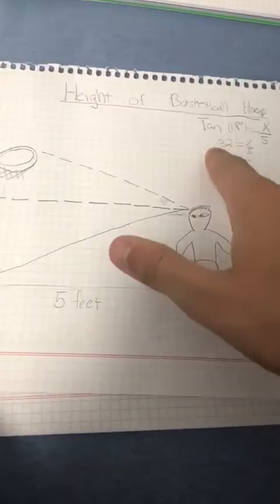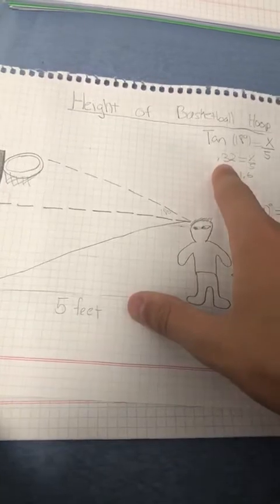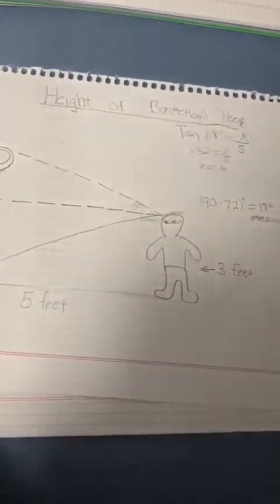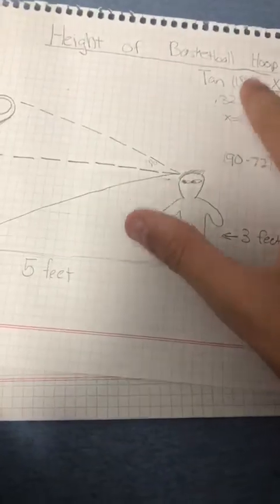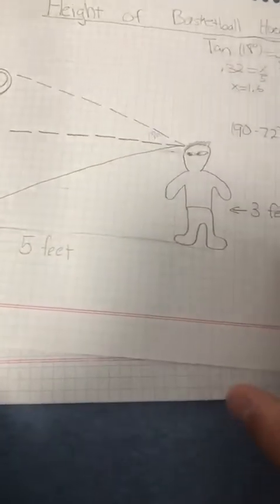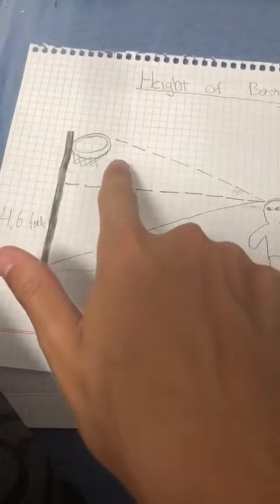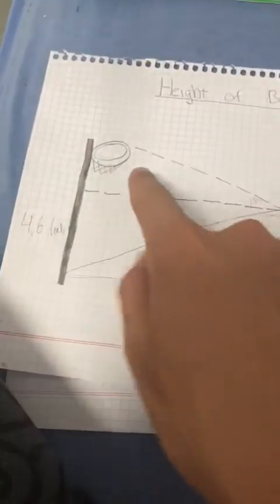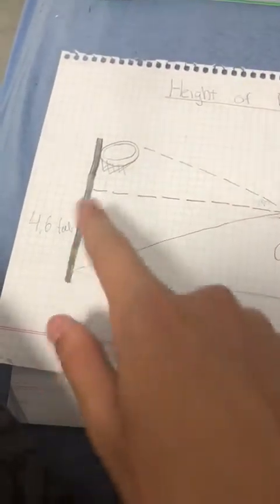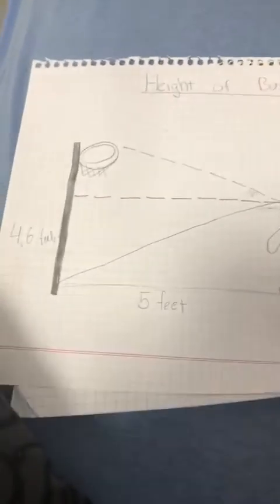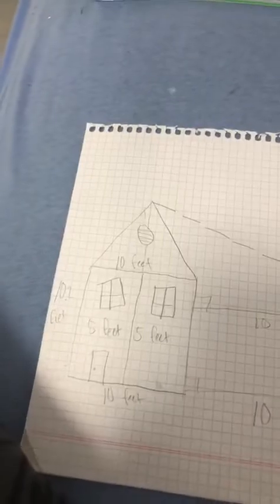So then, 0.32 is what tangent 18 is equivalent to. Then you multiply that by 5 to get 1.6 feet. And since the person is already 3 feet, you know that all of this is going to be 3 feet. And then the 1.6 feet just fills up this little part right here. That adds up to 4.6 feet for the hoop. That's how the hoop is 4.6 feet and not 5, like my prediction.